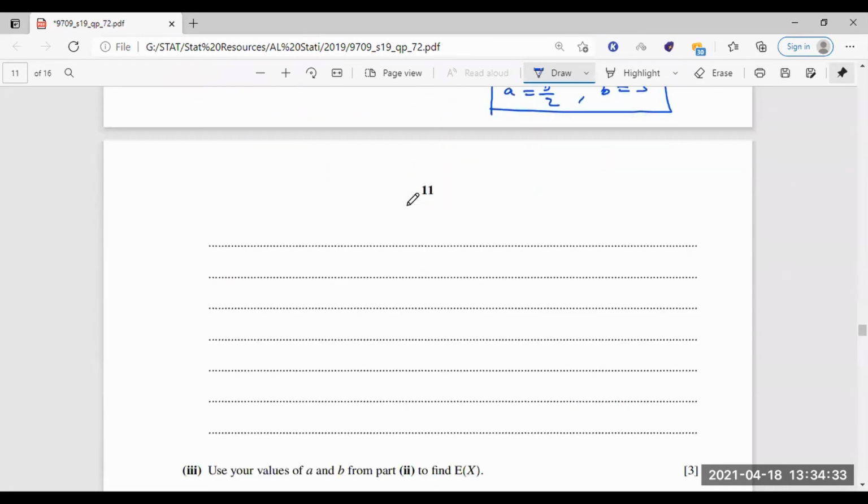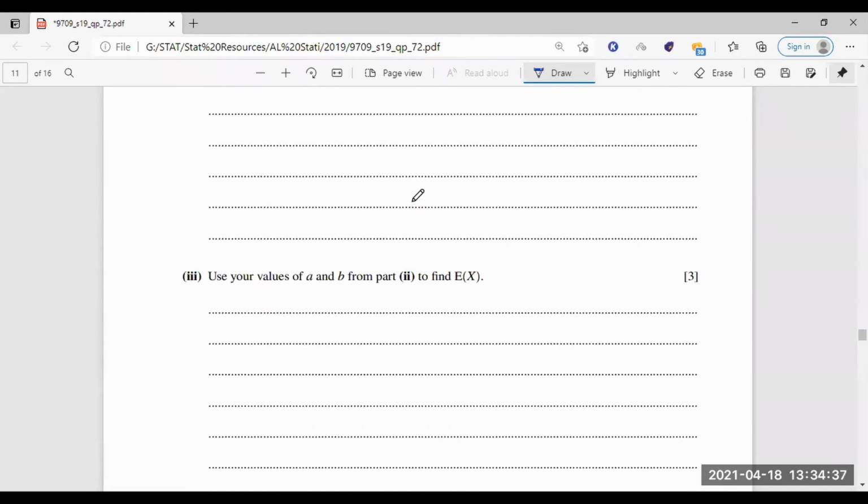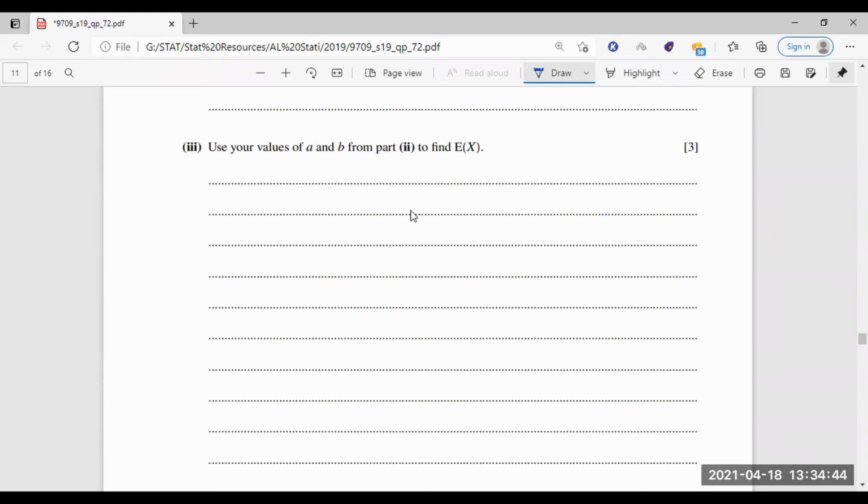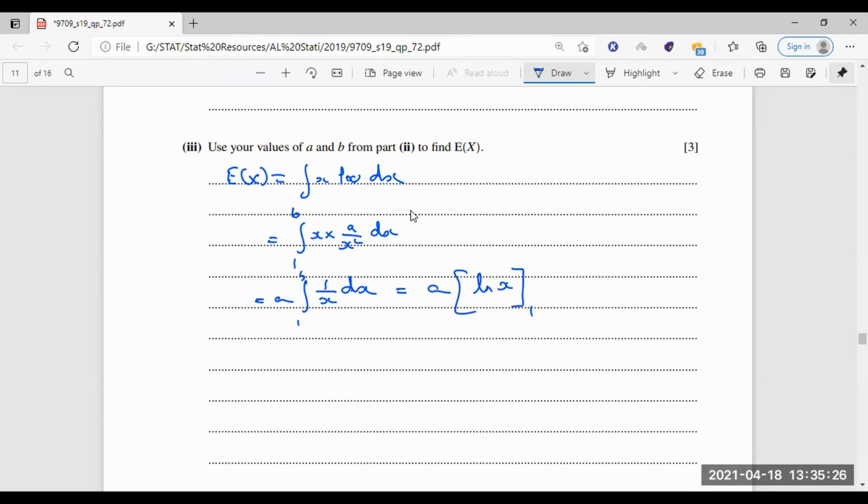All right, let's move on to the next question. The next part of this question, use your values of a and b from part 2 to find expectation of x. So we know that the expectation of x equals integral x f of x dx, which is given to be integral 1 to b x times a by x squared dx, which will be a times integral 1 to b, cancels. So that becomes 1 by x dx. And when you integrate that, it will be natural logarithm of x within the limit 1 to b.